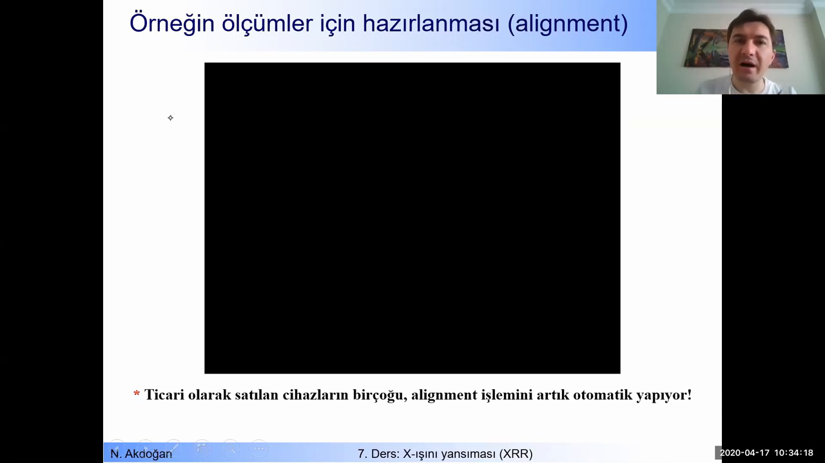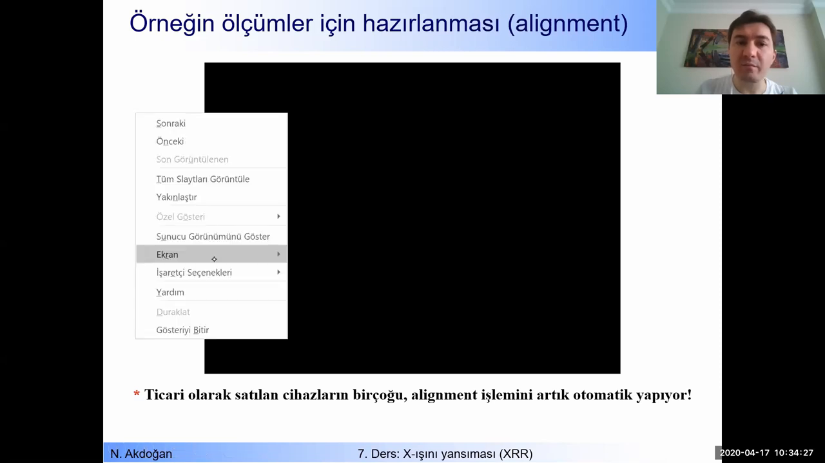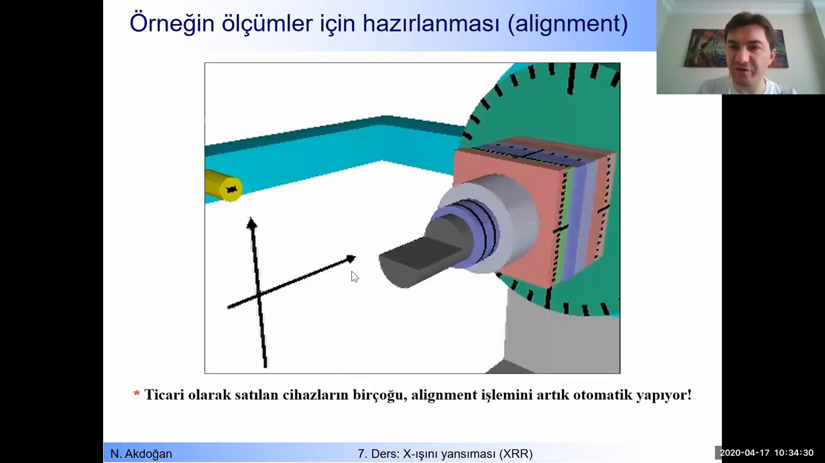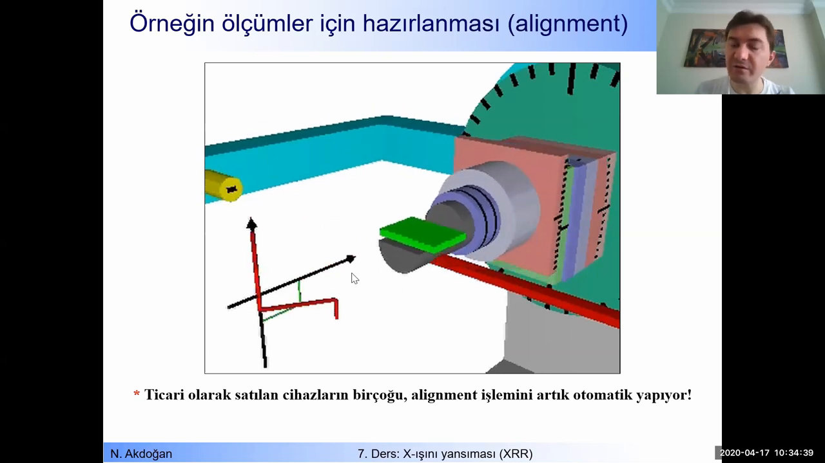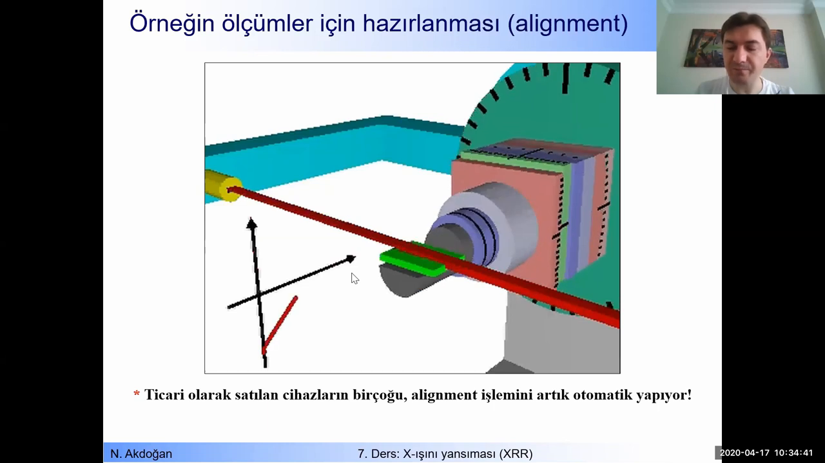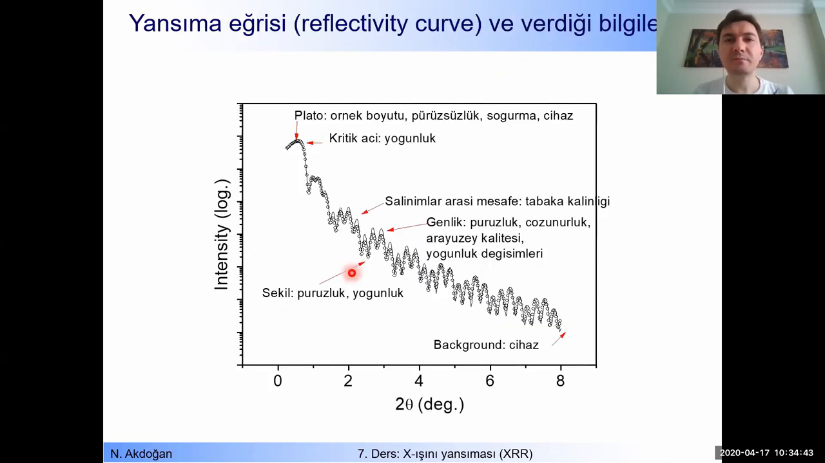So I have spent a lot of time on the alignment. Do you know why? Without alignment, your measurement is meaningless in X-ray diffraction, in X-ray reflectivity experiments. If you don't have good alignment, your measurements are meaningless, okay? It is not necessary to continue if you don't have alignment. So now, let's continue with the real X-ray reflectivity data, what it tells us.